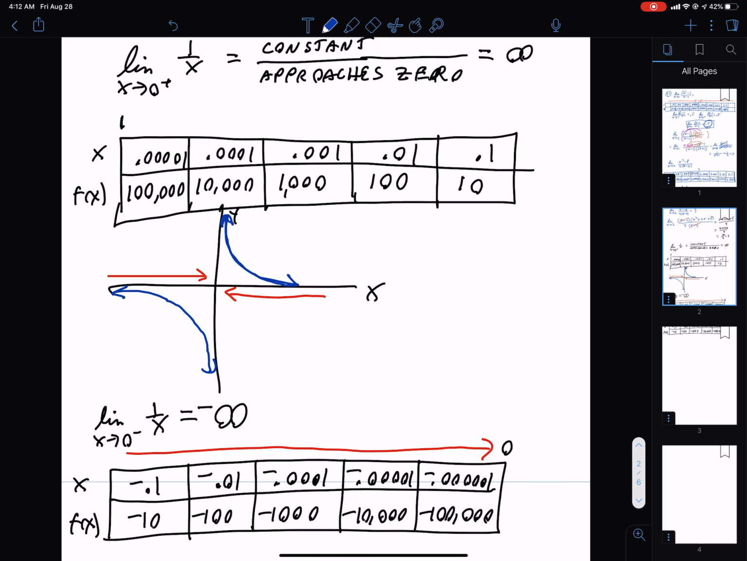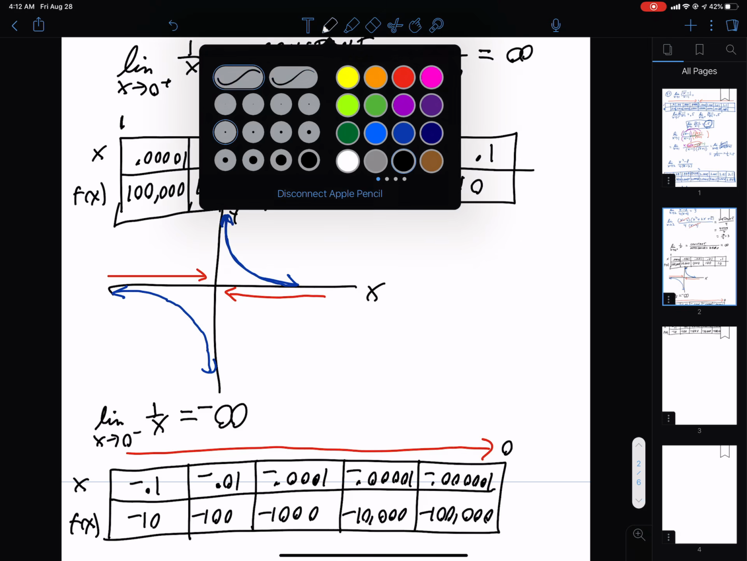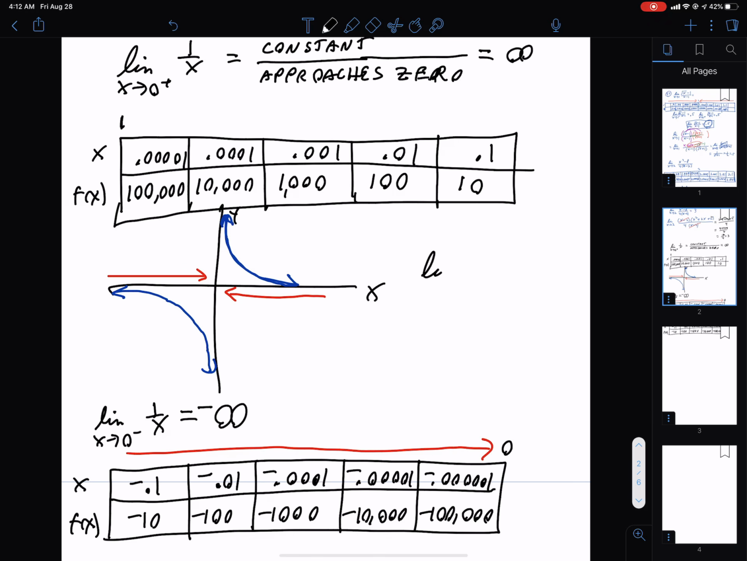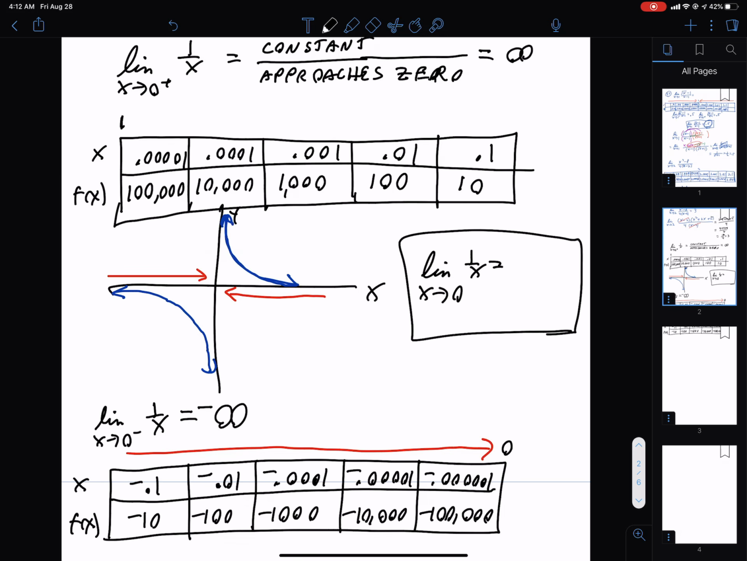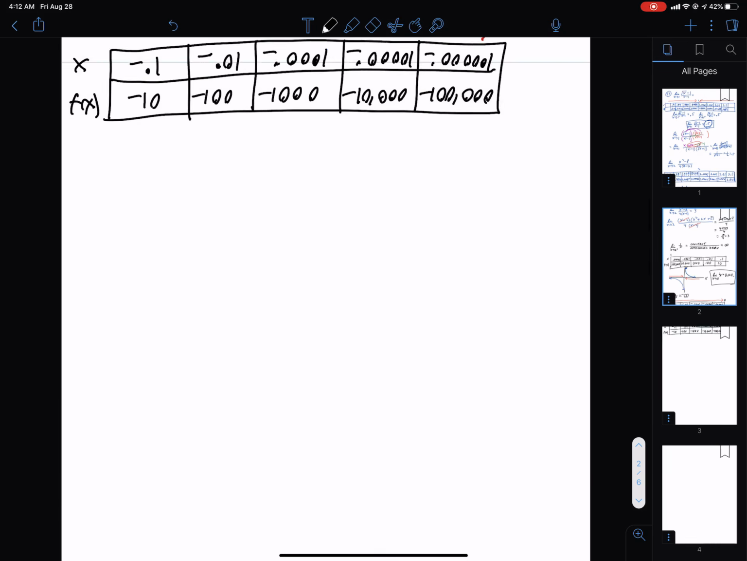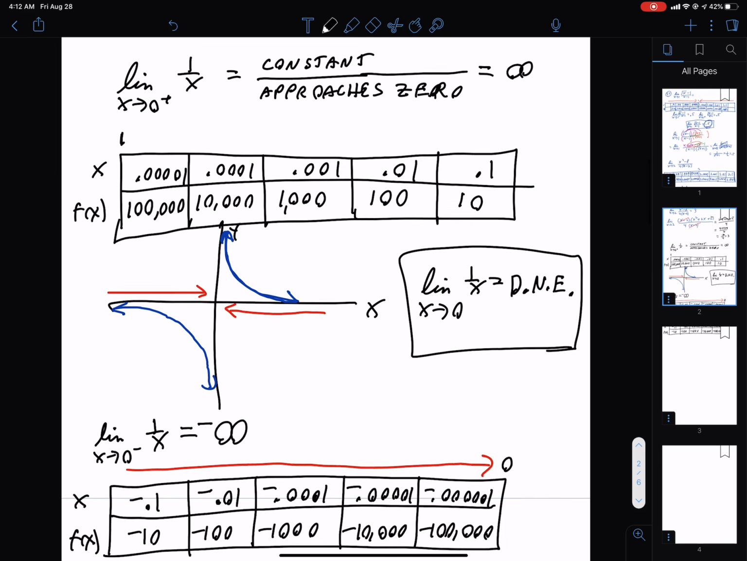Now here is the last question. See if you remember this. So what would be the limit as x approaches 0 of 1 over x? So this is your last problem. Go ahead and pause. Think about this. All right, so here's the answer. It does not exist. Why does it not exist?